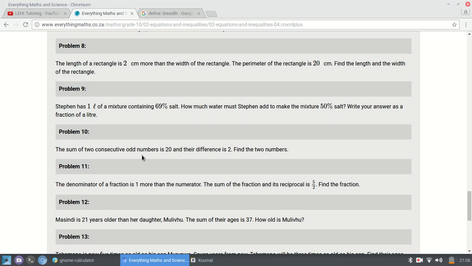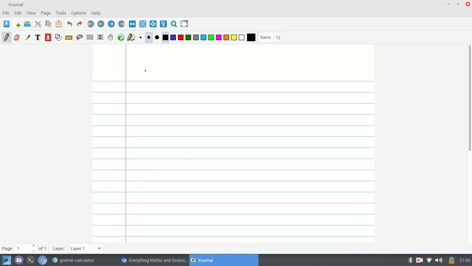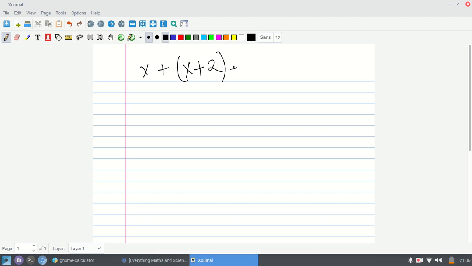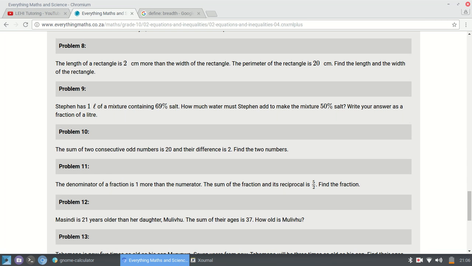The sum of two consecutive odd integers is 20 and their difference is 2. Find the two numbers. The sum of two consecutive odd integers. So here's x, right? And the next odd one is going to be 2 more than that, right? And the sum is 20. And their difference is 2, right? Find the two numbers.